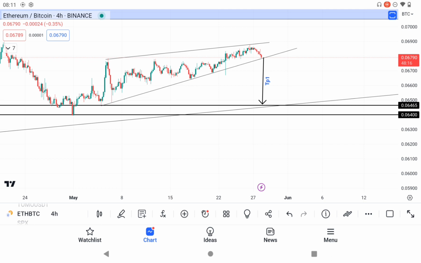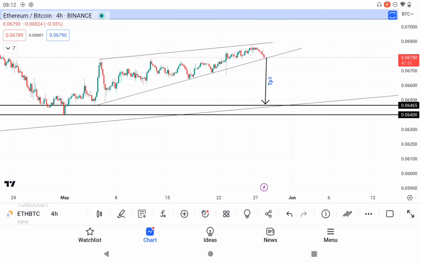Not until we break out from this formation are we bearish, so don't be in a hurry to enter the trade. Wait for the breakout of this formation. Don't be in a hurry to enter any trade. Wait for the breakout, guys. If you don't wait for the breakout, you're on your own. Do wait for the breakout to be professional in what you're doing.